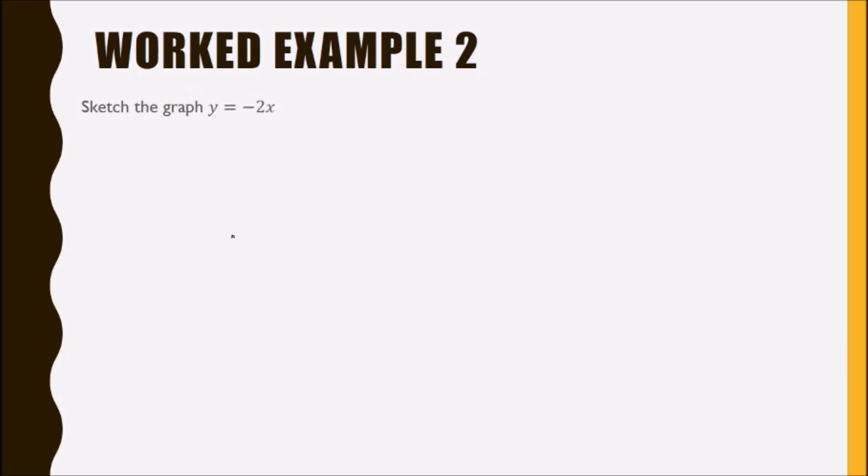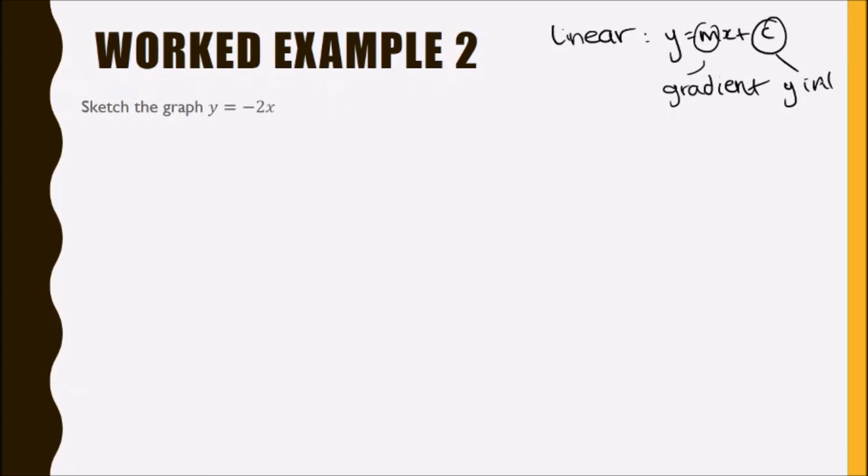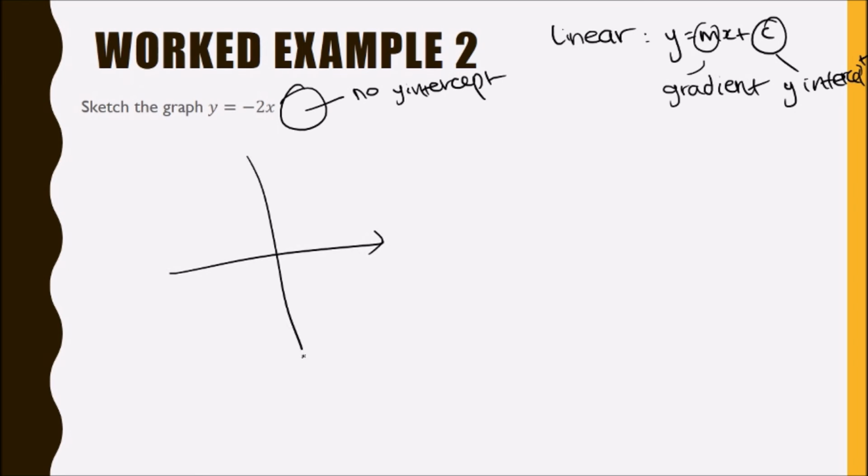Okay, so let's sketch the graph. The linear equation graph is y equals mx plus c. So we know this is the gradient, and we know this is the y-intercept. The first thing you need to do is see that there's no y-intercept. So that means we know that the graph touches through the origin.